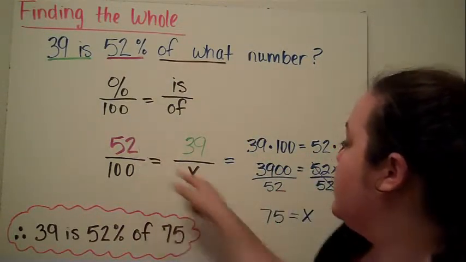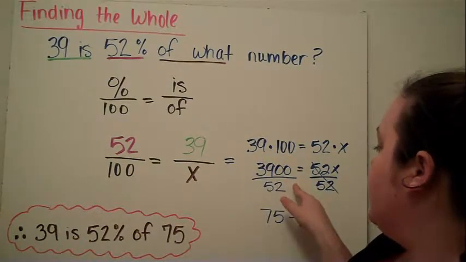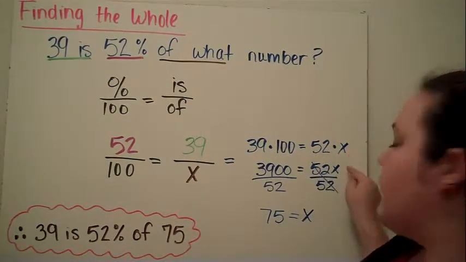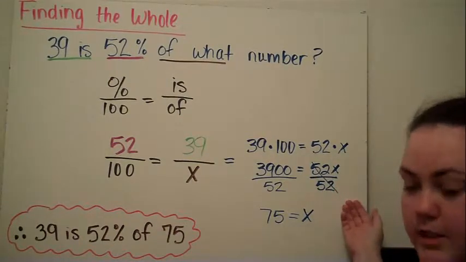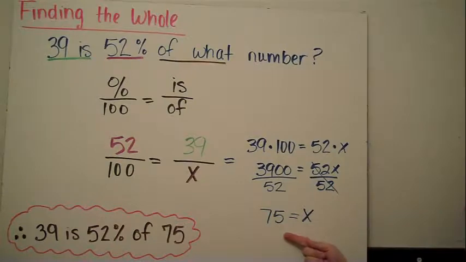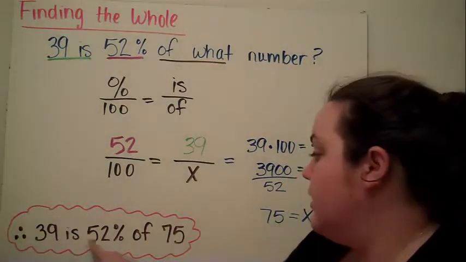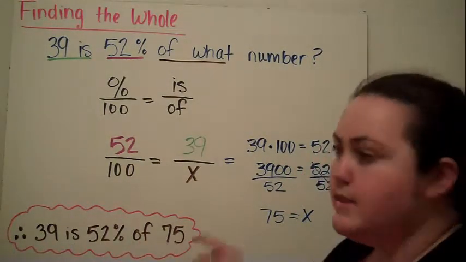Okay, so I'm going to cross multiply. 39 times 100 is 3900. 52 times x is 52x. Divide both sides by 52. I get 3900 divided by 52 is 75. So x equals 75. Therefore, 39 is 52% of 75.